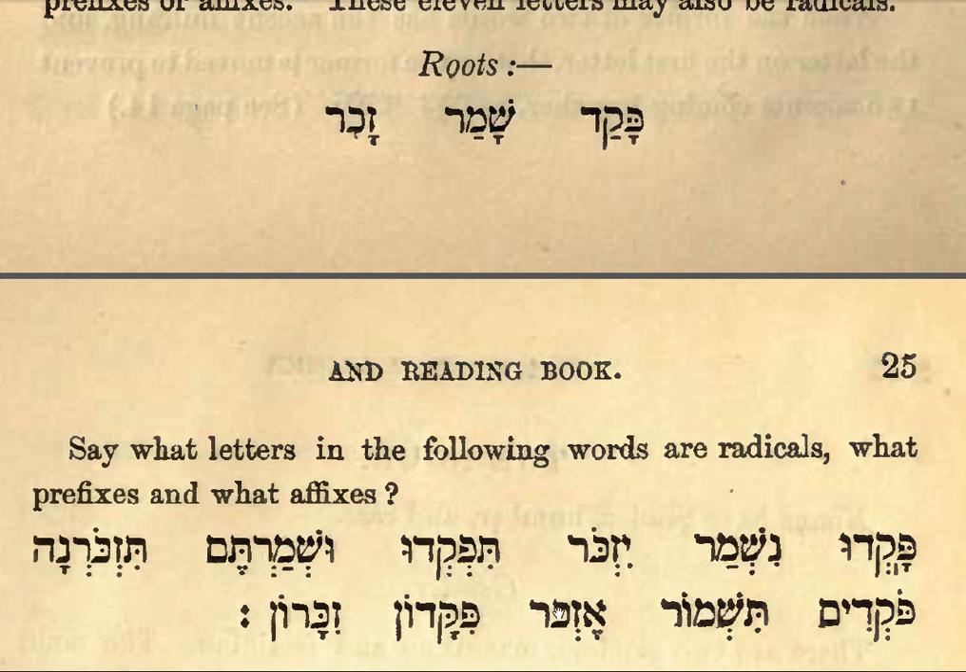Eskor. There should be a little dot above here for the o sound. Eskor. And the root here is zachar, and the prefix is e here, the aleph. Pikadon, pikadon, and here the root is pakad, and the affix is on. Zikaron, zikaron, and here the root is zachar, and the affix is on.